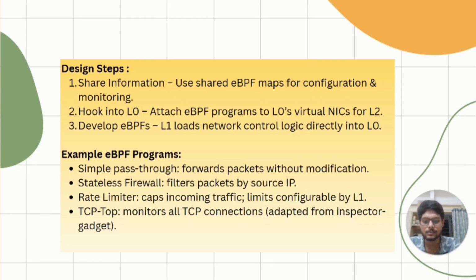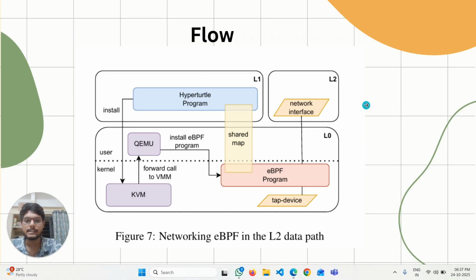Examples include a simple pass-through that forwards packets, a stateless firewall that filters packets by source IP, a rate limiter that caps traffic based on limits set by L1, and a TCP top program that monitors all TCP connections. This is the networking eBPF data flow in the L2 data path.